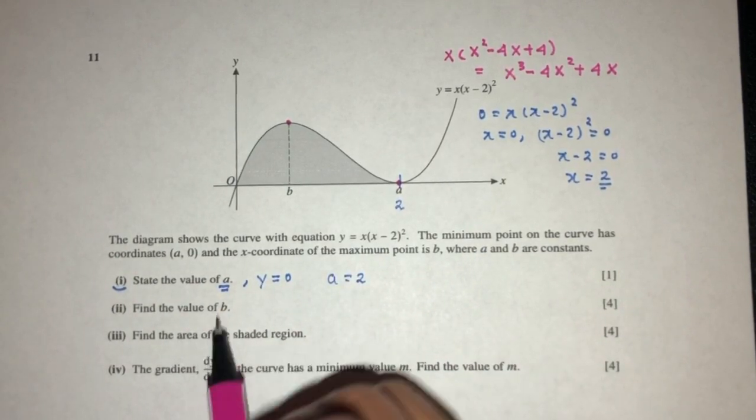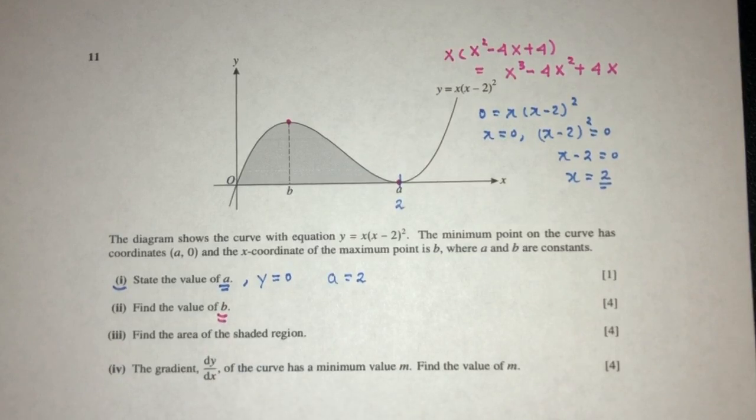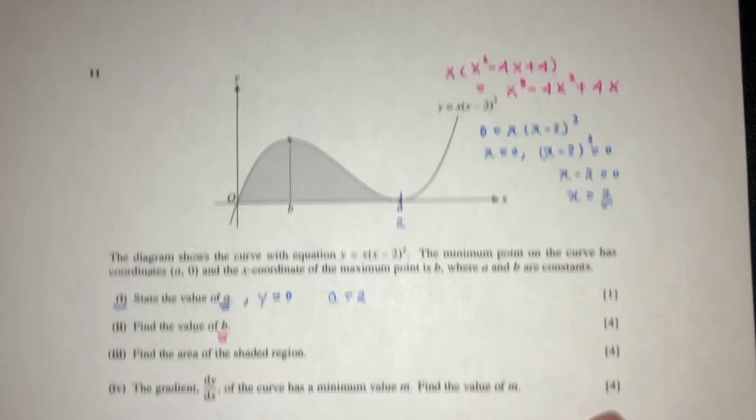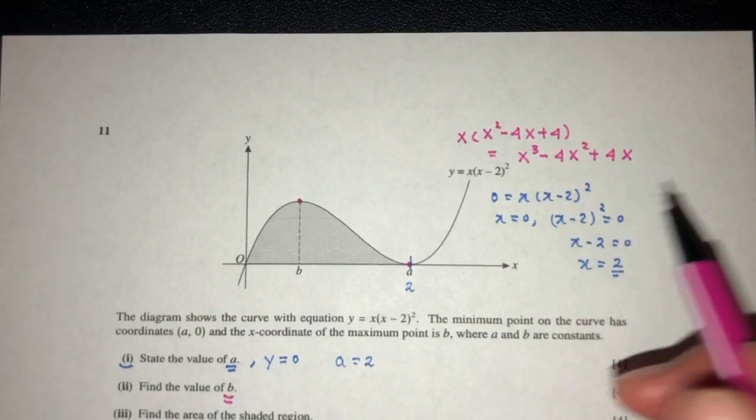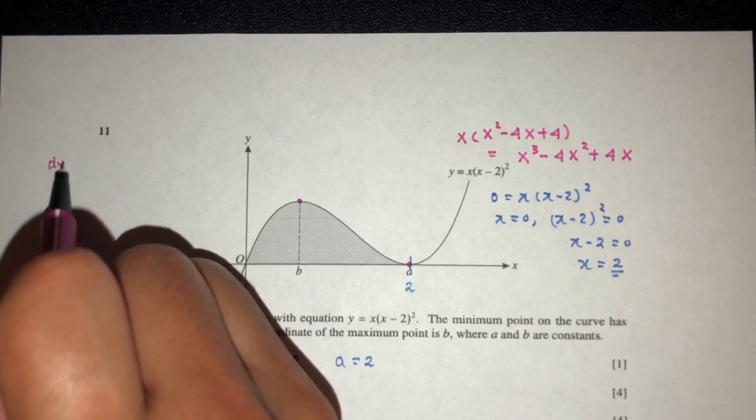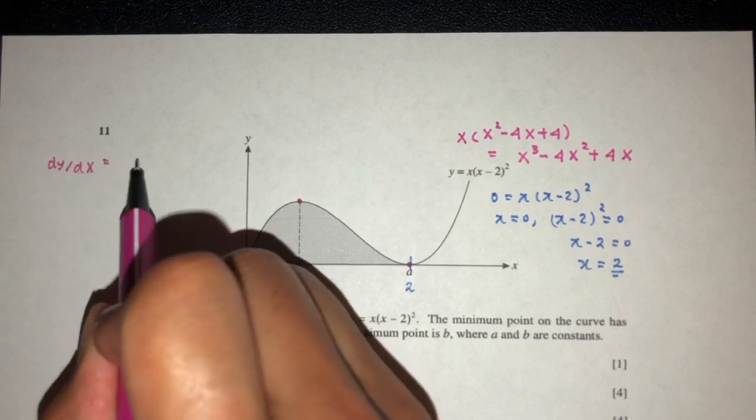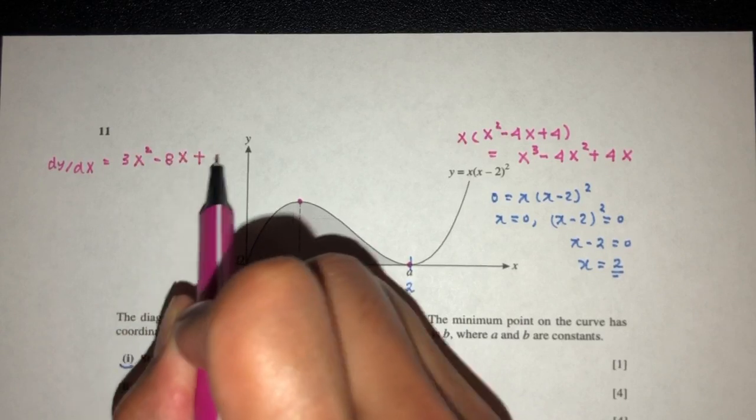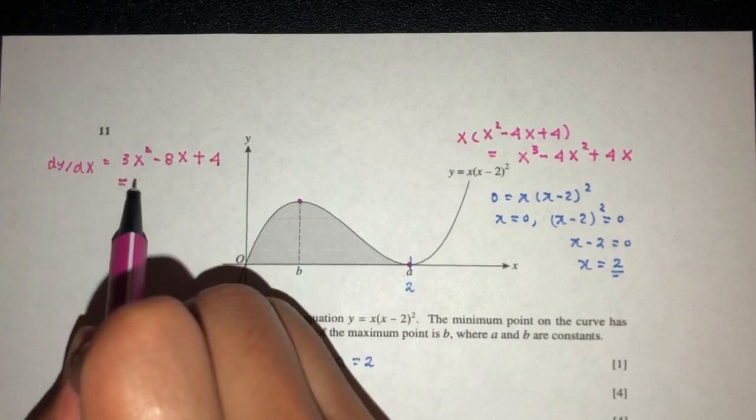Now we have to find the value of B. How would you find that? So we know the value of B is also a stationary point. So what do we know at a stationary point? We know the value of dy by dx has to be 0. So let's find dy by dx. So dy by dx will be 3x squared minus 8x plus 4. We can equate that to 0.